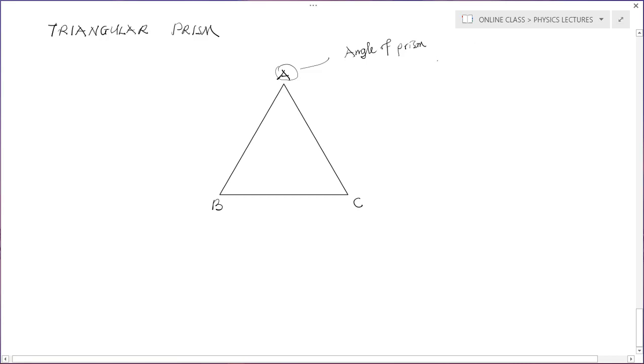Then line AB and line AC are both called reflecting surfaces.